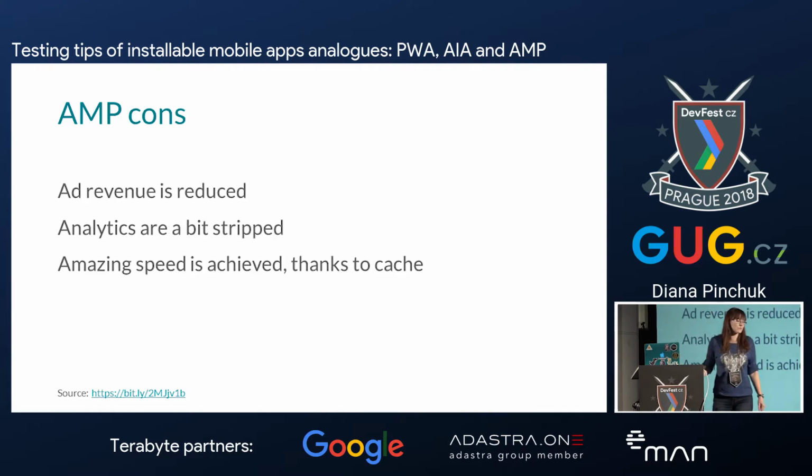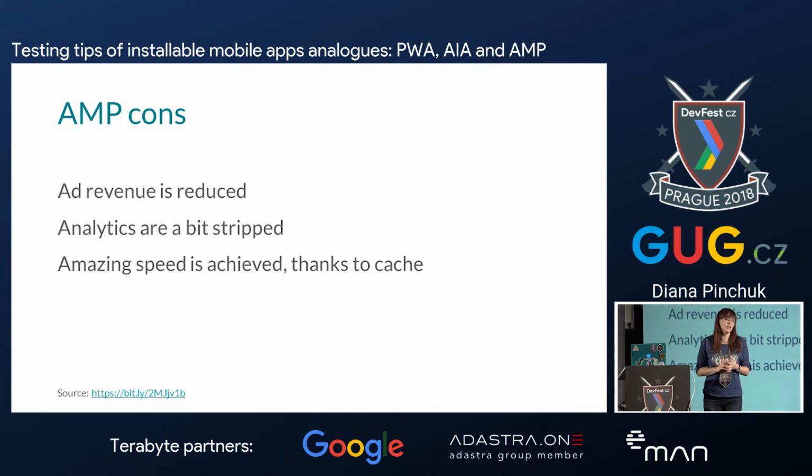But there are some cons. Some people who implemented AMP said that their advertising revenue was reduced because not all the advertising providers could work properly with AMP, and that analytics is a bit stripped. As you know, Google Analytics fully supports accelerated mobile pages, but maybe if you're using another provider, there could be some difficulties and mismatches in your data. And this high speed is only possible because of cache. If you have some problems with this AMP cache, your AMP won't be as fast as you want.